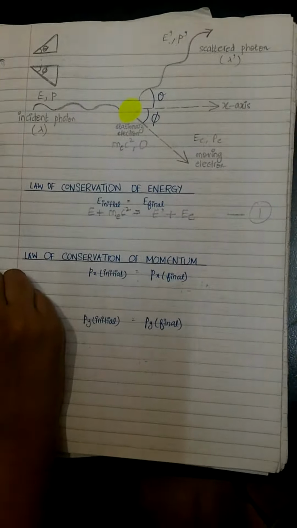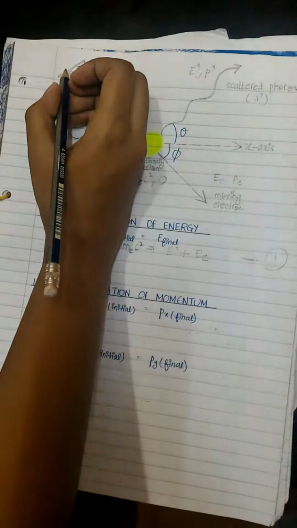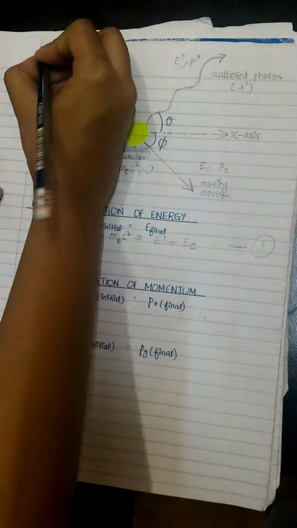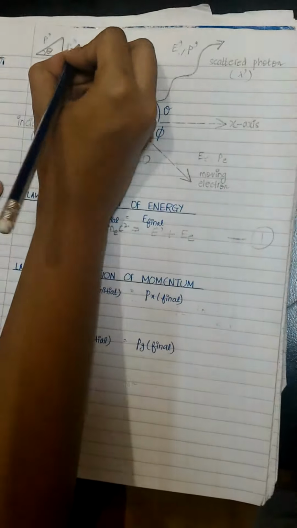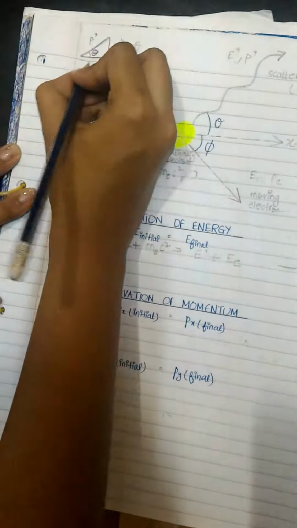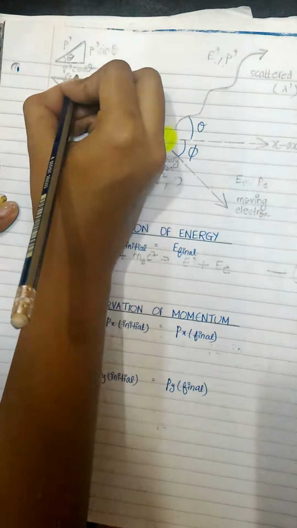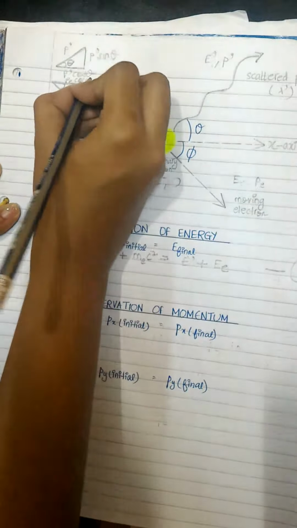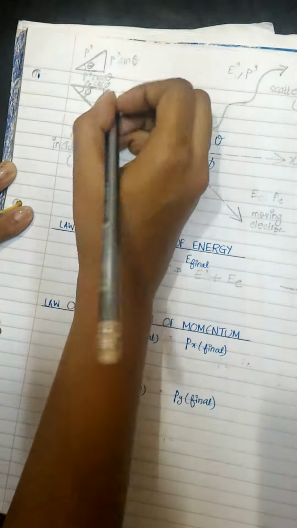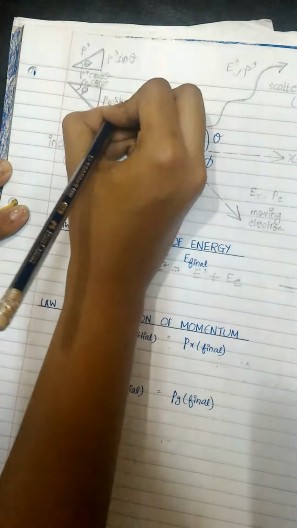Now let's resolve the components of momentum. So here we have P dash. This will be P dash sin theta and this is P dash cos theta. This is PE cos phi. This is PE sin phi. This is P.